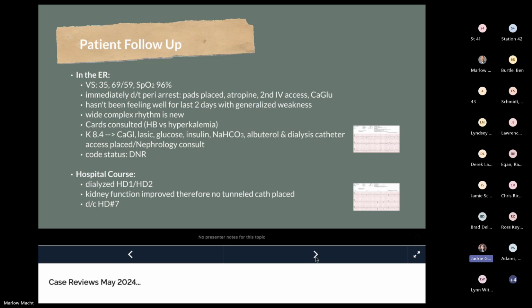The patient had told them that she hasn't been feeling well for the last 2 days, and she was experiencing generalized weakness. The ER doc documents the wide complex rhythm is new, but it was documented in this section based off of pre-hospital. So I'm not sure if pre-hospital was aware or if she had looked at the old EKG. Next.